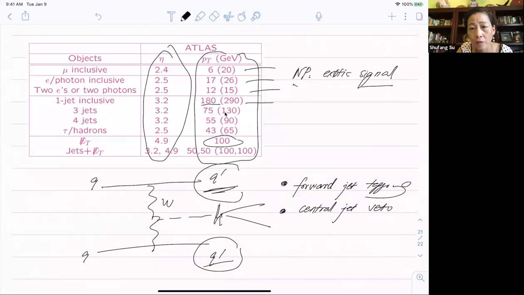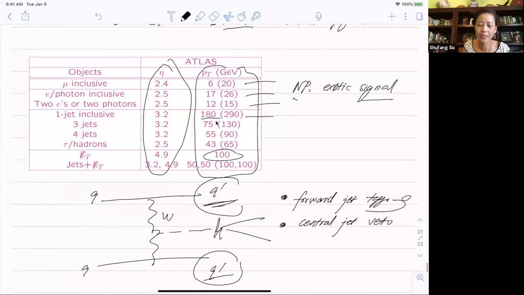Second question: I'm a little bit confused. Are the values of rapidity and pT in the table the central values or the lower limits? The question is about what those values mean. For example, for the muon, it means the eta of the muon would be within 2.4, and the pT of the muon is greater than or equal to 6 GeV. If you see something like that, you trigger on the event. That's how we read the table.